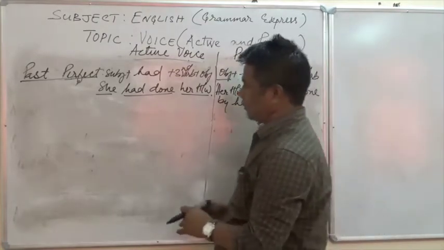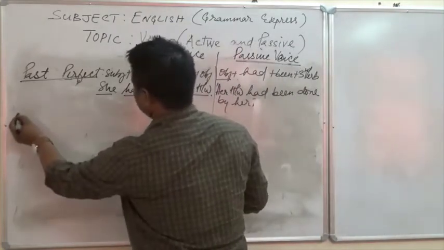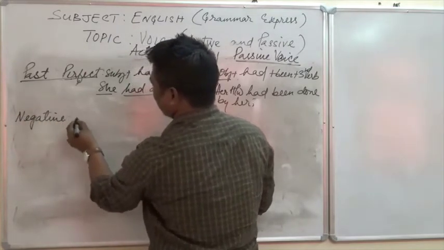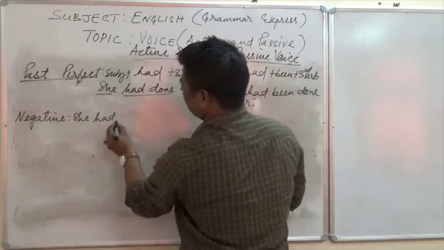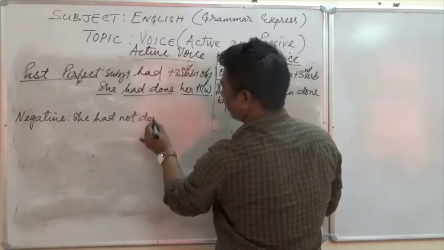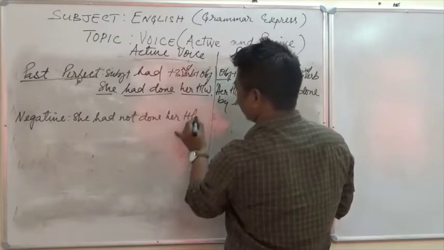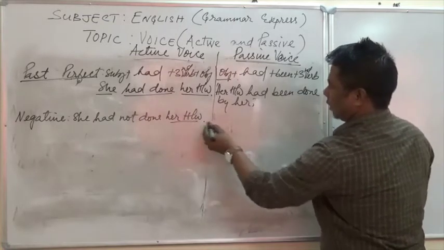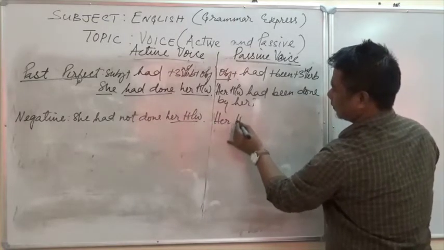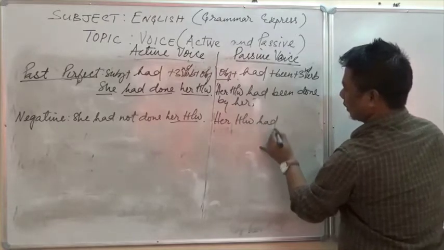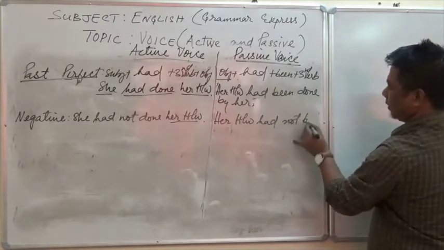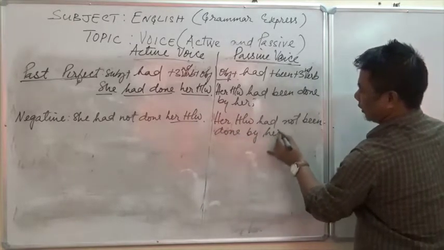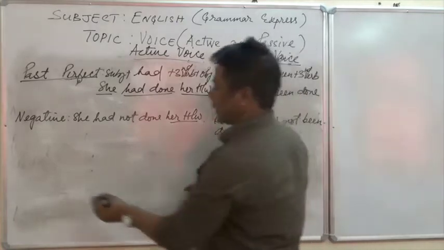Then if the sentence is a negative sentence, the object comes first. Her homework had not been done by her.